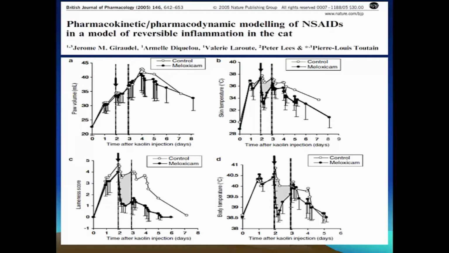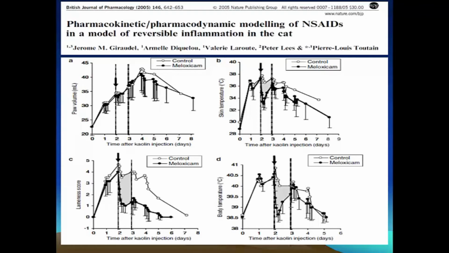If we did not really inject meloxicam, the course of the inflammation would follow its natural course, which is shown by the line with the white dots. And when you inject meloxicam, you can see that each one of those variables goes down, except for the first one on the upper left. So what do we see here?